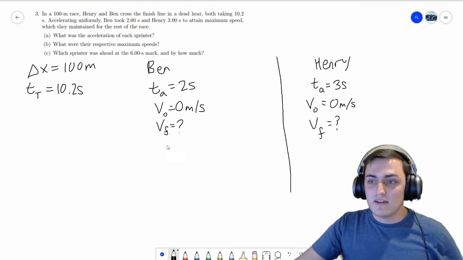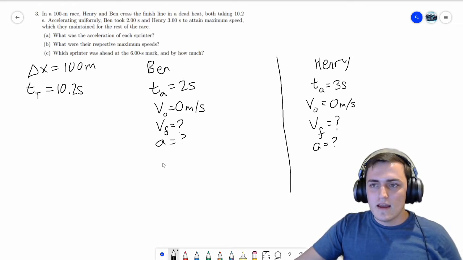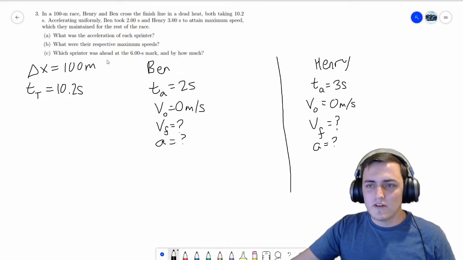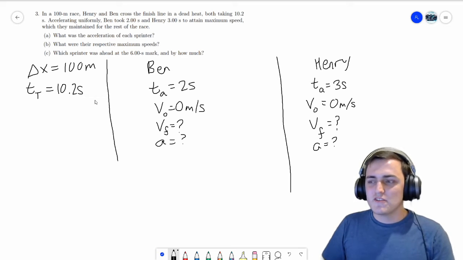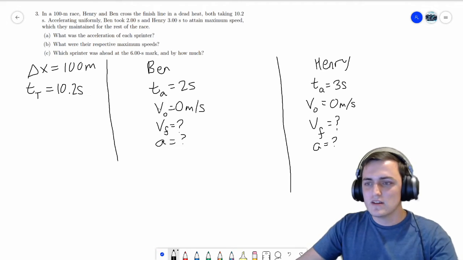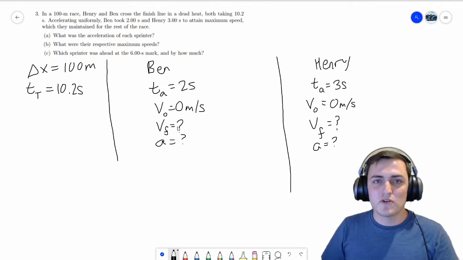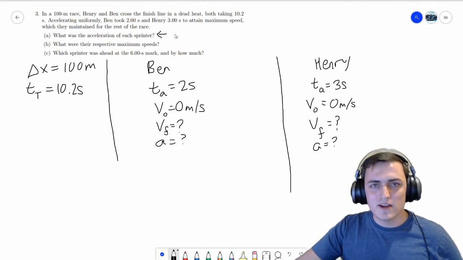Now, what else do we have? Well, there's an acceleration of each sprinter that we don't know, and it's kind of what we're really going to look at. We have a few variables that are constant to both Ben and Henry, being the change in position and the total time of the race. But then they each have their own variables. Time of acceleration, their initial velocity is the same for both. Final velocity, we don't know, and it's probably going to be different for both, and they both have their own acceleration. And so in part A, we are asked, what is the acceleration of both?